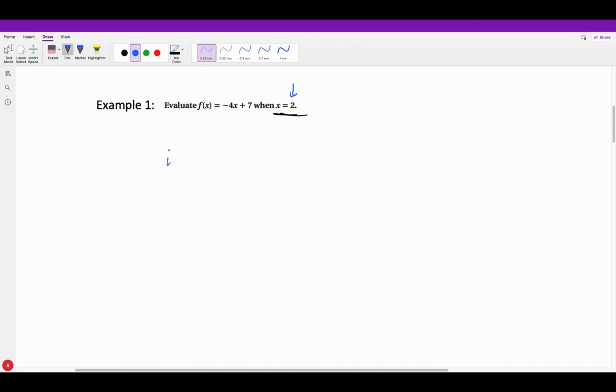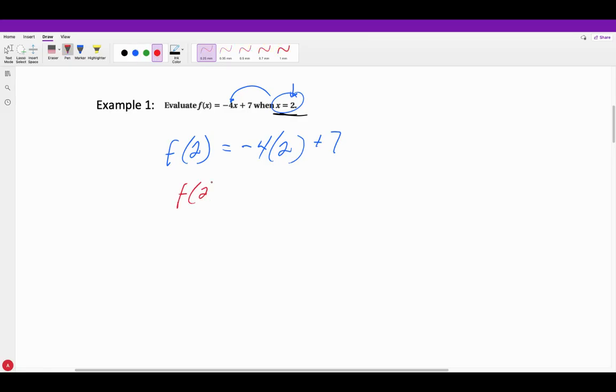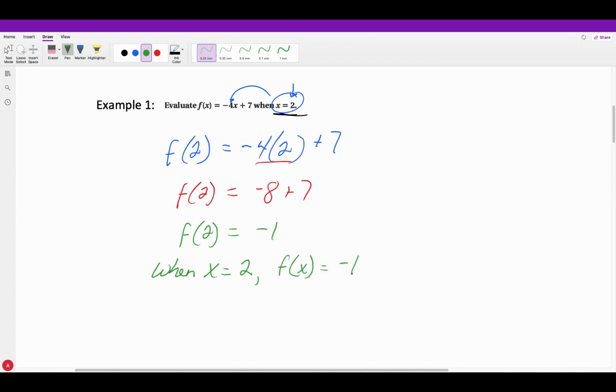So now we will then say, well, f of 2 is equal to negative 4 times 2, because we're substituting 2 in for x, plus 7. Well, f of 2 is then equal to negative 4 times 2 is negative 8 plus 7. And f of 2 is then equal to negative 1. Right, so we can say when x is equal to 2, f of x is equal to negative 1. That's a long way of writing it if you wanted to.